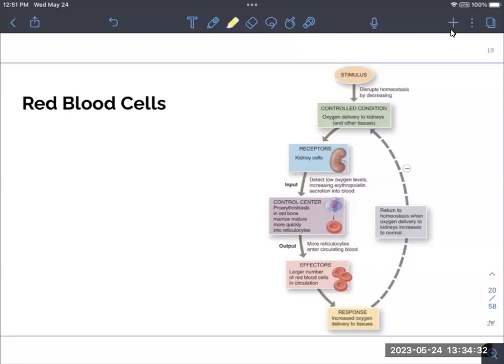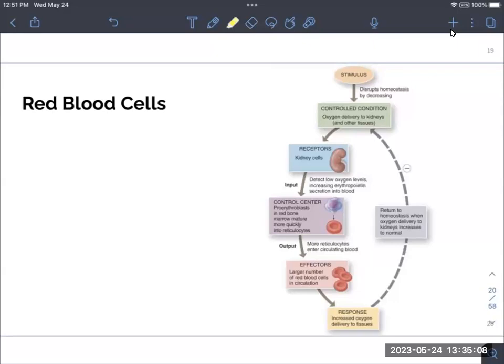So if we don't have enough oxygen in the blood, our kidneys will notice. Our kidneys will send out hormones, erythropoietin, to that red bone marrow. That red bone marrow is going to differentiate those stem cells to make red blood cells. Those red blood cells are going to be released out into circulation. More red blood cells means the more oxygen that we can carry. As long as we're carrying enough oxygen in our blood, our kidneys are happy.